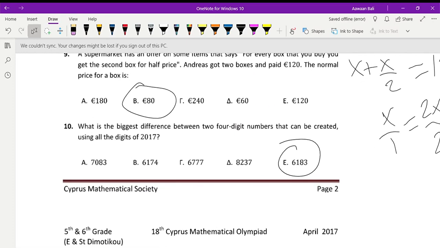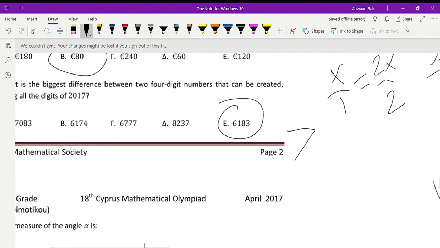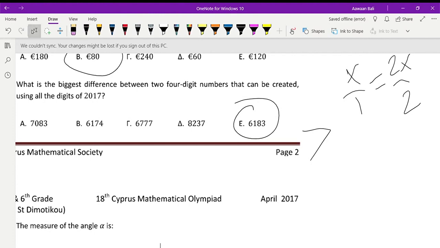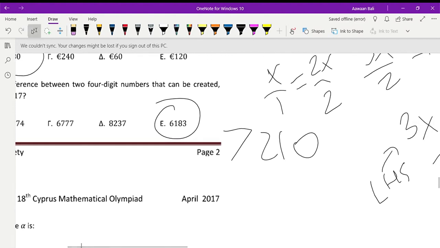Now, question number 10. What is the biggest difference between two 4-digit numbers that can be created using all the digits of 2017? Now you may think this is easy. For the bigger number, you just have to put the biggest digit first and the smallest digit at the end. So the largest digit 7 is first, then we have 2, 1, 0. That's the biggest number. And then we do the opposite for the other number.